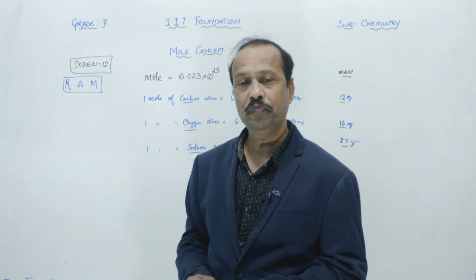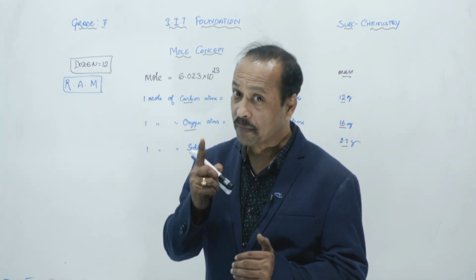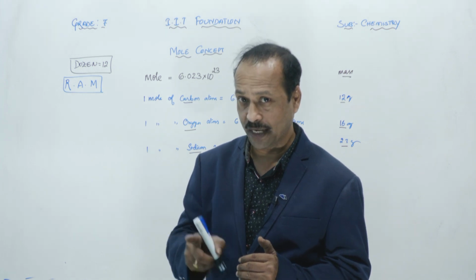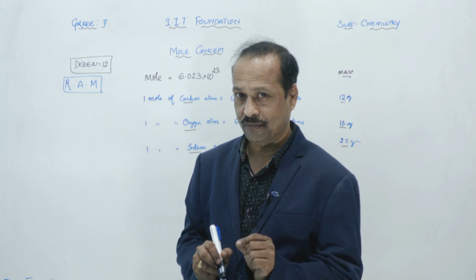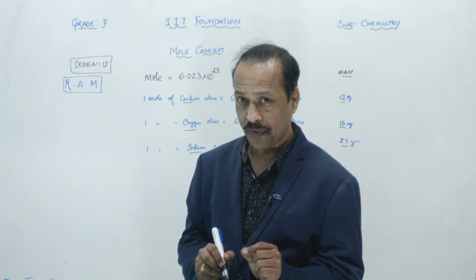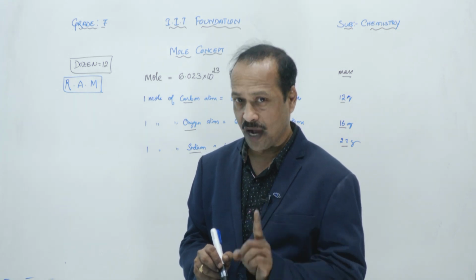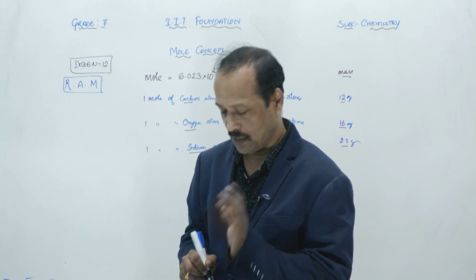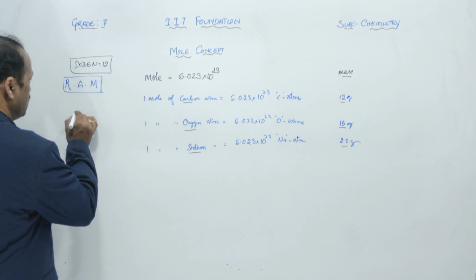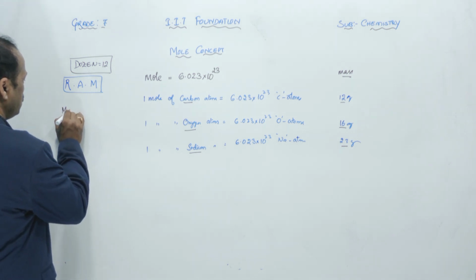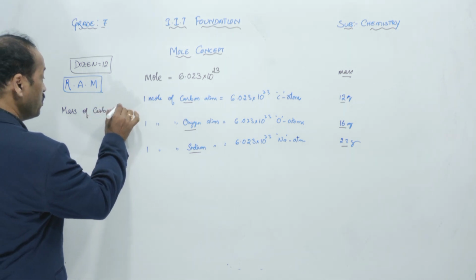So listen here, after many attempts, it was finalized that 1/12 of carbon is taken as the standard one. Means what? The mass of one carbon atom. And which carbon?